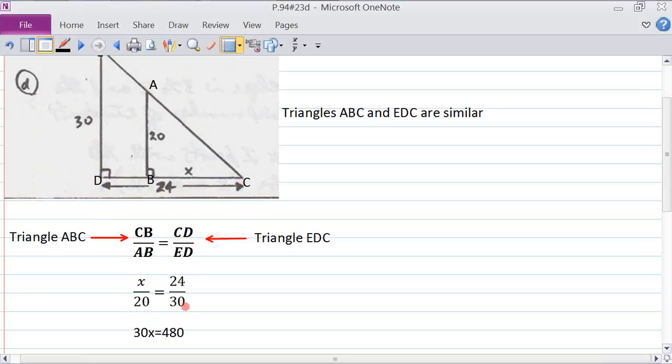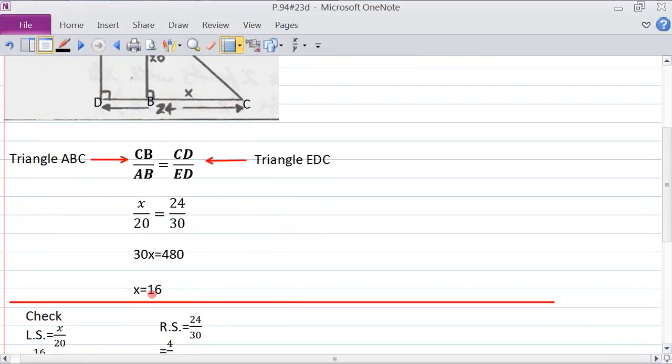I cross multiply, 30X equals 20 times 24, which happens to be 480. So 30X equals 480 by cross multiplication. You solve for X. X is 16.